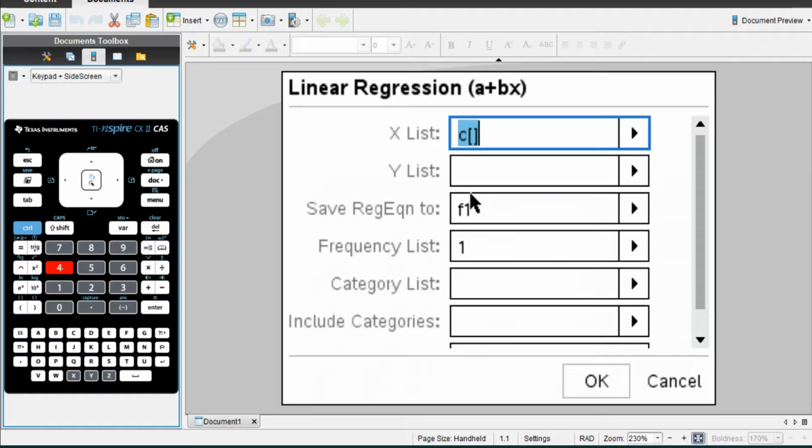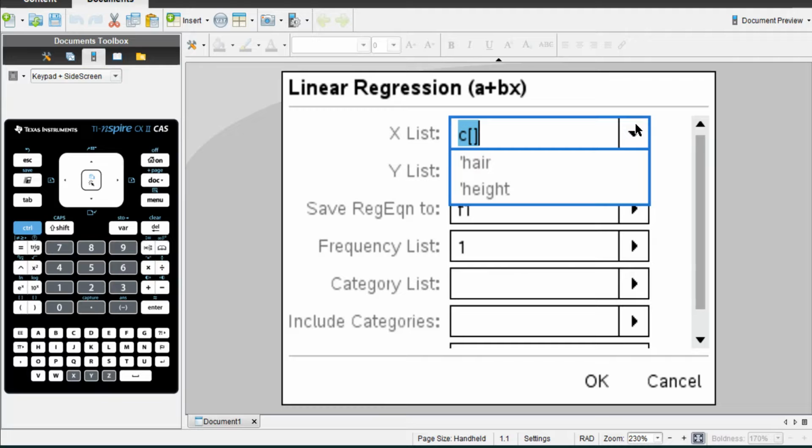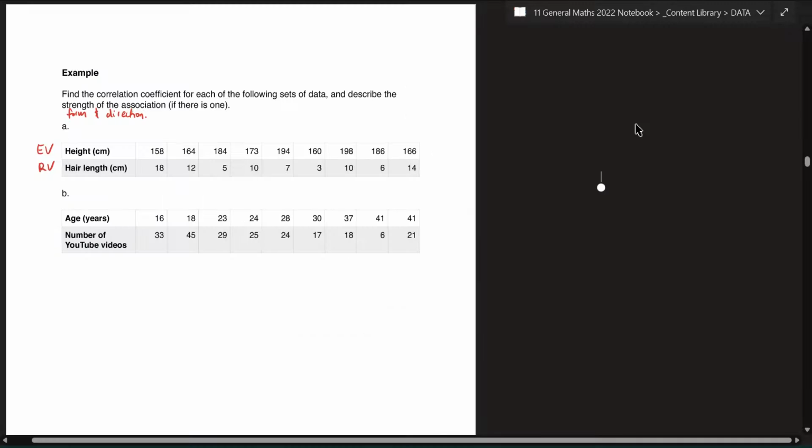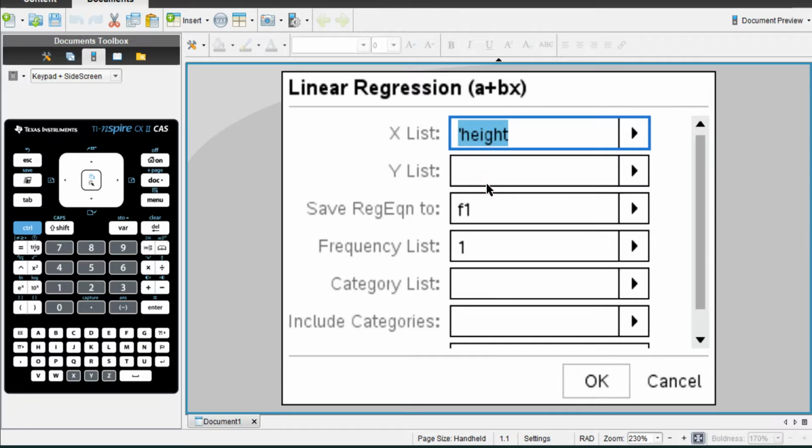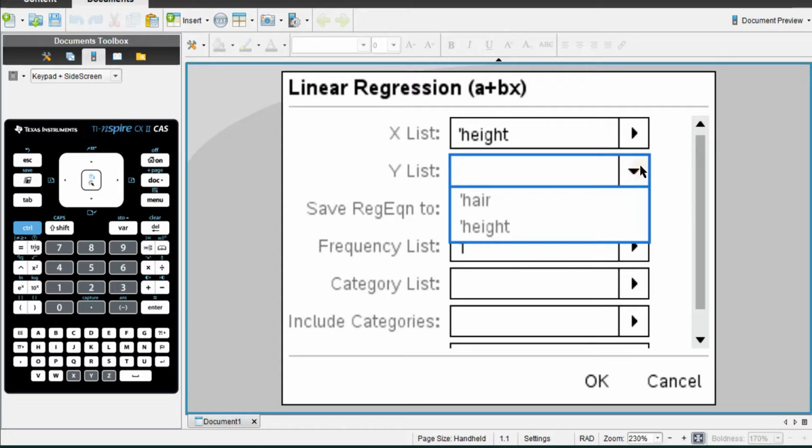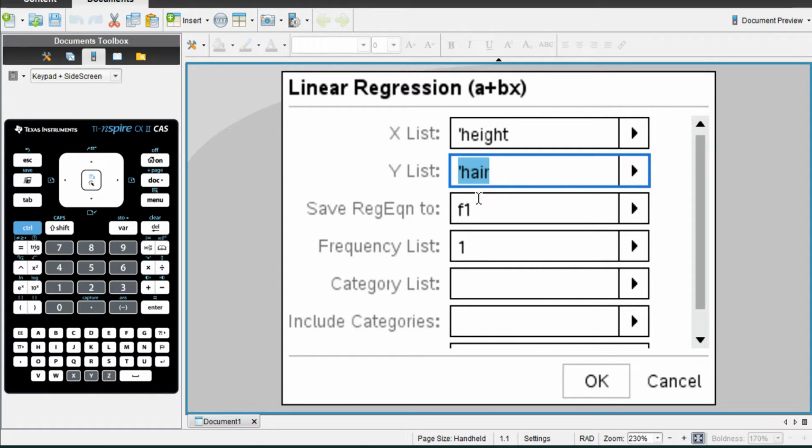Now this is why we need to understand which is EV and which is RV, because in the X variable, or the X-axis, is what you put in your EV. So we determined that height is going to be your EV. Let's put that as our EV, and then our Y variable is going to be hair. EV and RV. Always make sure you understand which is which.